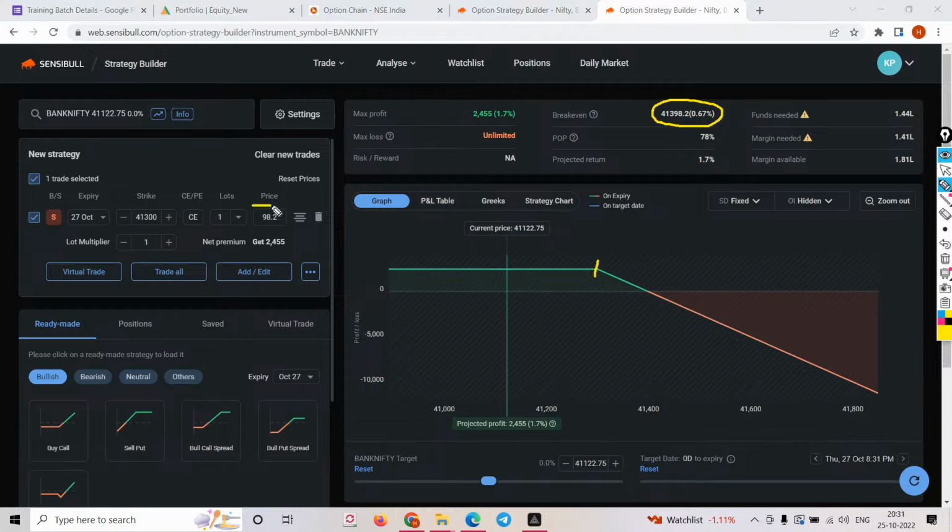Because what did I say? You are getting 98 rupees as the premium. Though you sold 41,300, your break even would be 41,300 plus 98, the same logic we have used for option buying. But your loss will start only after 41,398, though you have sold 41,300.